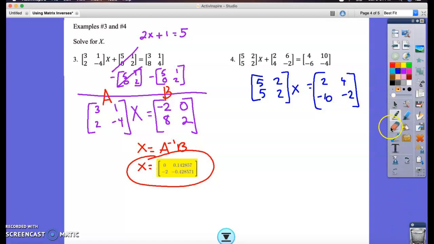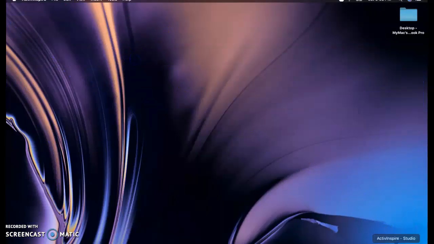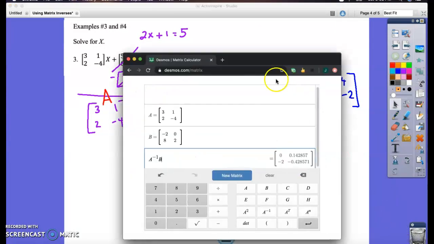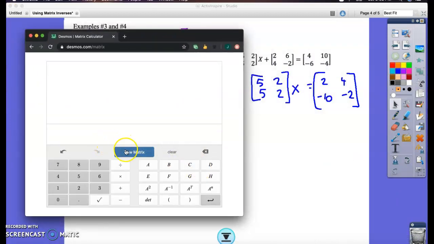What's going to end up happening is I'm going to get my Desmos calculator. I forgot to minimize him, so let me get him. Remember, clear out the information that you have. And I'm going to put this in. A is a 2 by 2, 5, 2, 5, 2. And I'm going to say, yep, that's A.